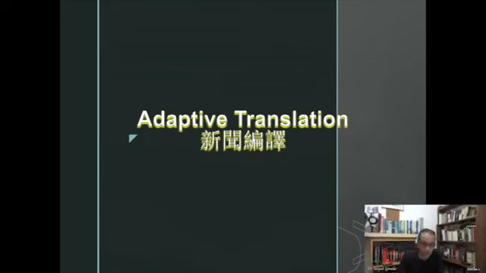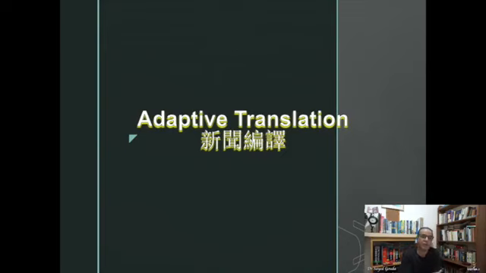Hello everybody, this is lesson 8 on news translation, and today's lesson is about adaptive translation. And as we know, adaptive translation is the most commonly used means of translation when you translate for the media. So the question is, why?